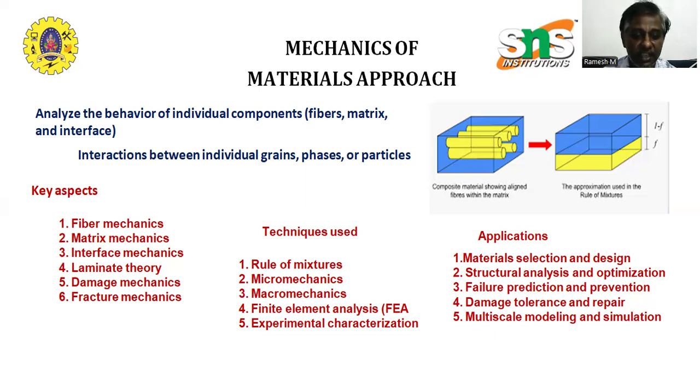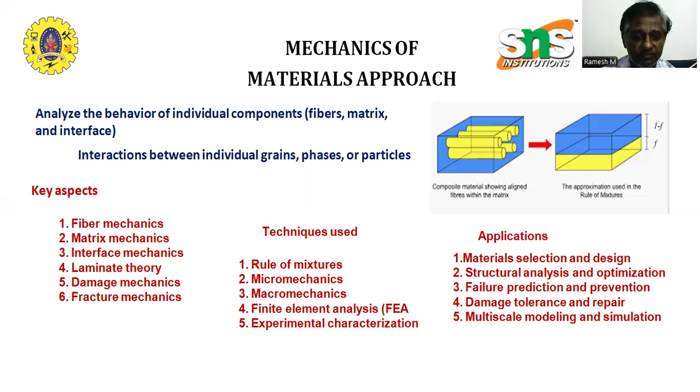Film images like scanning electron microscopy, then TEM, that is transmission electron microscopy, and atomic force microscopy, AFM. These are the things to be used for the interface characterization. Then interface mechanics models like shear lag, cohesive zone, then fracture mechanics. So these are all discussed in the interface mechanics models.